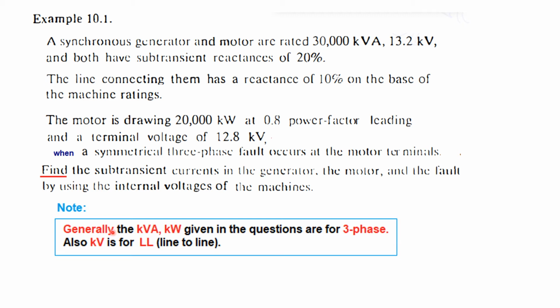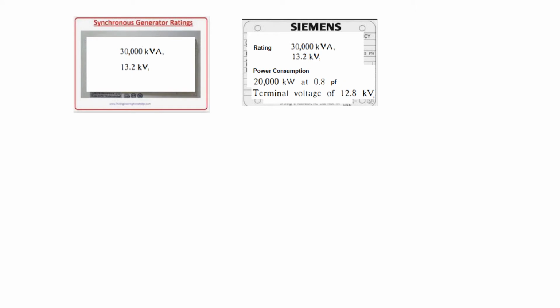Note that the generally kVA, kW given in questions are for three-phase. Also kV is for line to line. So this is for three-phase and this is for line to line. Same, this power is for three-phase and this is also for line to line. So these are the parameters for the generators. These are the generator components. This is similarly the rating of the motor along with the power consumption and the terminal voltage.